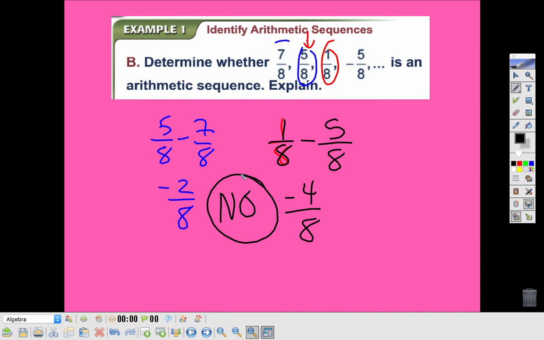So if you're not sure, you can always take one and minus the one in front of it, and do another one, take it and minus the one in front of it. And if you get the same thing, then it is an arithmetic sequence and you have to find the constant of variation, or the D, which is the common difference. They should be the same. Since these are not the same, they don't have the same common difference. Because this one you're minusing 2 eighths, and this one you're minusing 4 eighths. So that's not the same common difference.